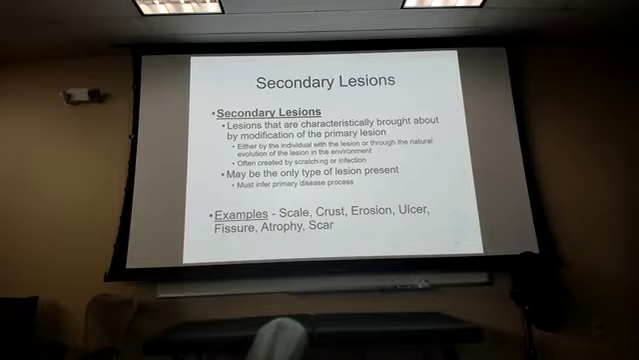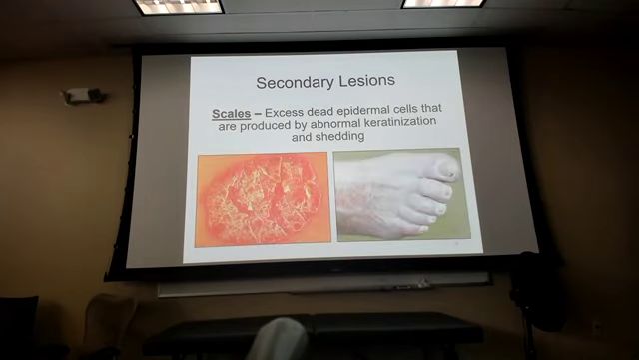Examples here: scale, crust, erosion, ulcer, fissure, atrophy, scar. Those are the things out there. So let's look at pictures of them all. We've got scales: excessive dead epidermal cells that are produced by abnormal keratinization and shedding. So you can see some of that on the left. We see some of that scraping. LSC, lichen simplex chronicus, is on that right foot, and it's because those individuals just scratch at it or use the other foot to scrape it. So those are those scales.